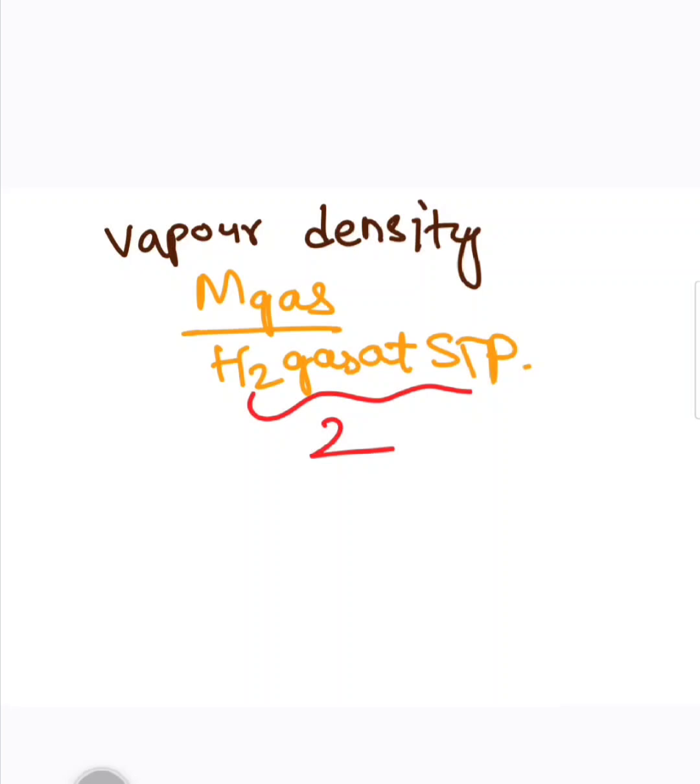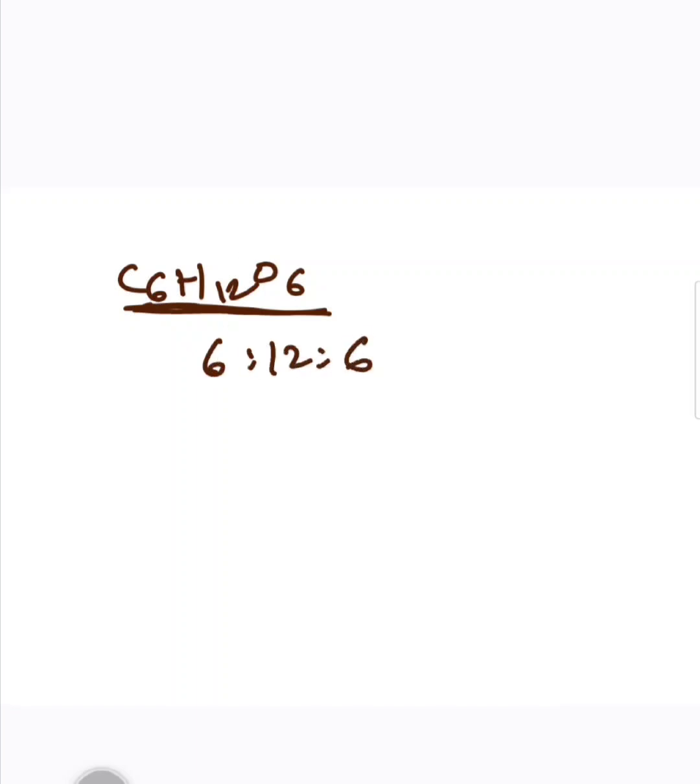Understood? Now let's discuss the empirical formula and molecular formula. One relation you should remember: molecular formula is equal to empirical formula times n factor, where n is 1, 2, 3, anything. I'll give you an example. In the case of glucose, C6H12O6, the ratio is 6 to 12 to 6. The simplest ratio is 1 to 2 to 1.